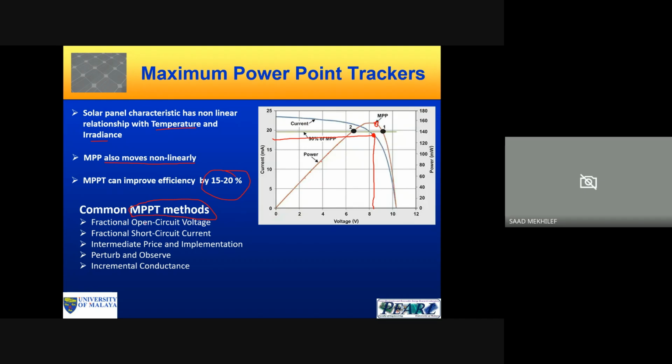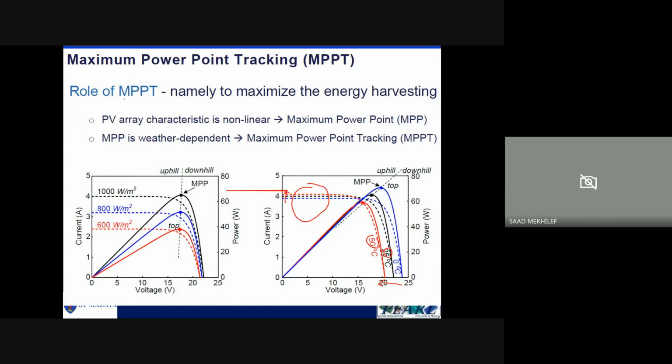Now we're moving to AI-based methods and so on. There are quite a number of methods. For example, usually when the irradiance changes, what happens? The power will move, for example, from here to here. So when the irradiance changes, the algorithm should be able to track this. When the power changes from here, it should move here. The same thing happens in the opposite direction.